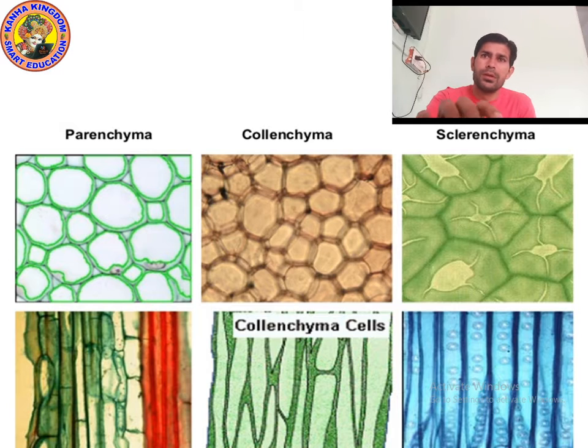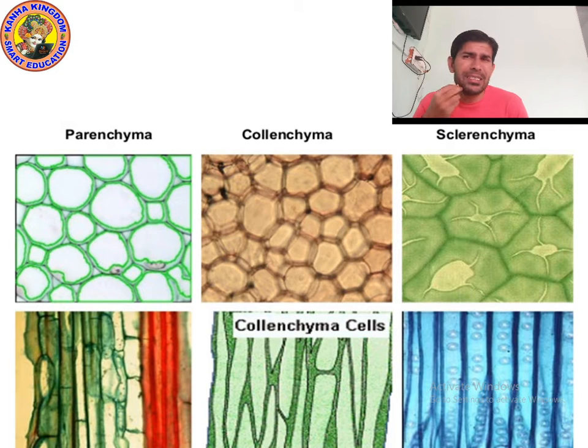Some parenchyma cells which are found in leaves contain chloroplast and prepare food by photosynthesis. So we can say that parenchyma provides mechanical strength and food storage. They help in food storage, and they help in preparing food by photosynthesis because they are found in leaves and contain chloroplast.